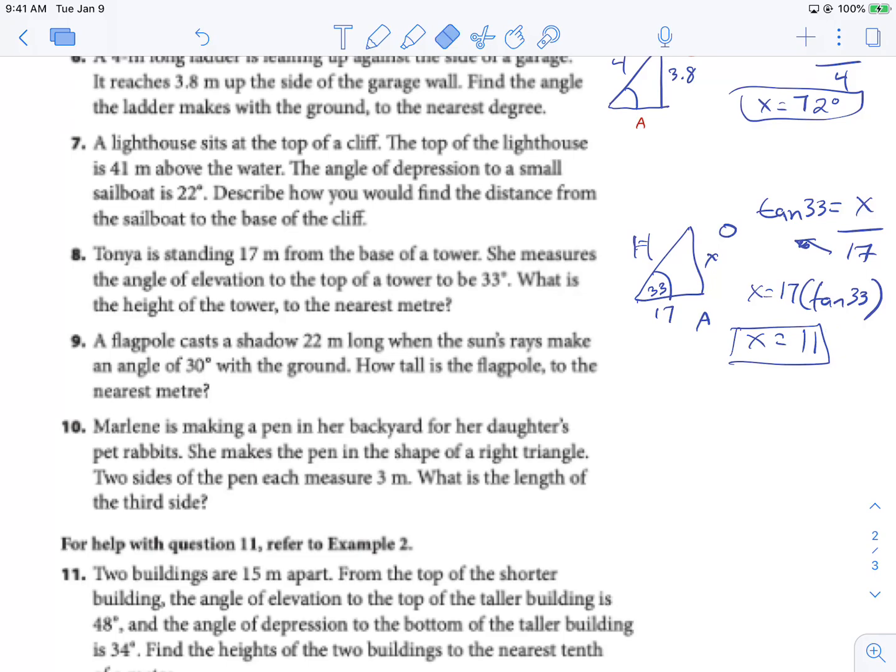Okay, so we have 8, we're doing 9. A flagpole casts a shadow 22 meters long with the sun rays making an angle of 30 degrees with the ground. Okay, it's a good question. So here's our flagpole.